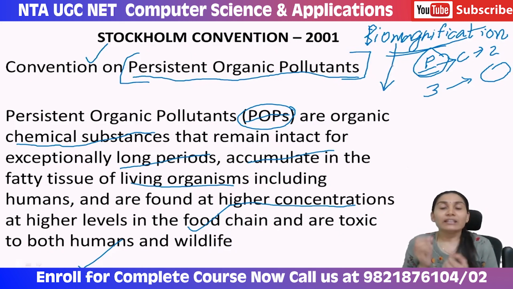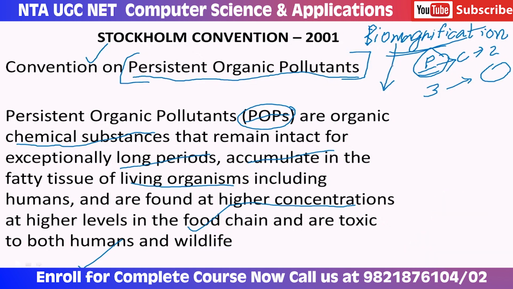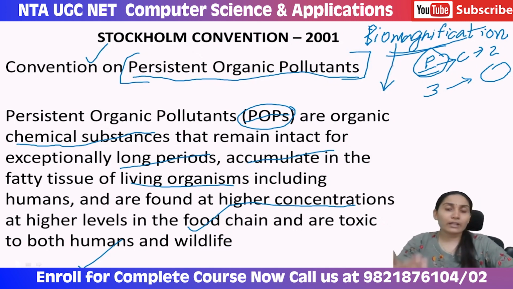Persistent organic pollutants are certain chemical substances which remain in the food chain for a long period of time, which means from one trophic level to the next trophic level it moves on. These are organic chemical substances that remain for a long period and accumulate in the fatty tissue of living organisms, including human beings, because even human beings are a category of consumers. These are found at higher concentrations at higher levels in the food chain, and also these are toxic, that is poisonous, to human beings as well as to wildlife.